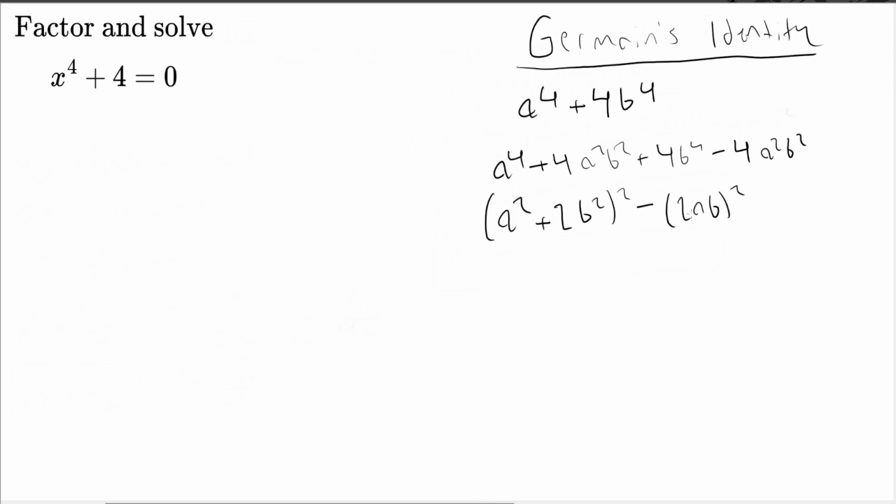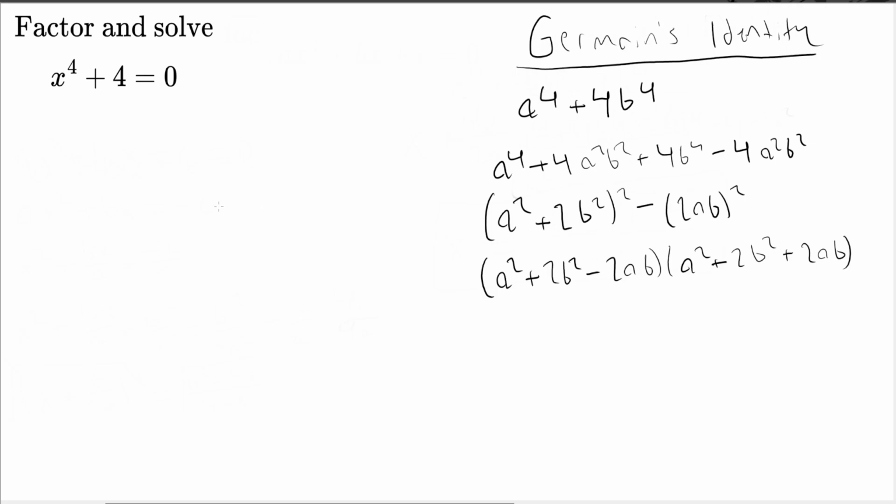So now notice how we have a difference of squares here. So we can write this as a squared plus 2b squared minus 2ab times a squared plus 2b squared plus 2ab.